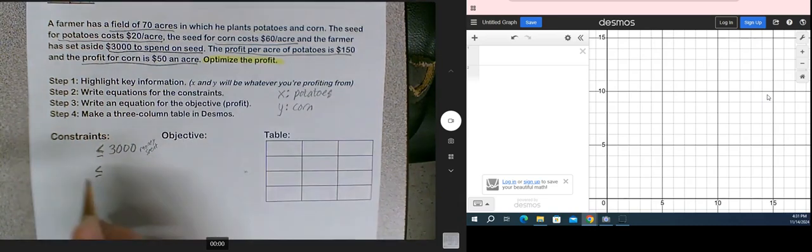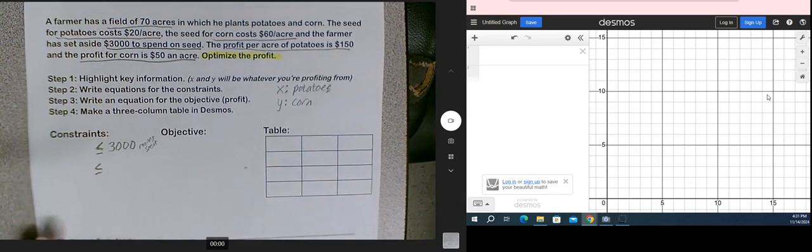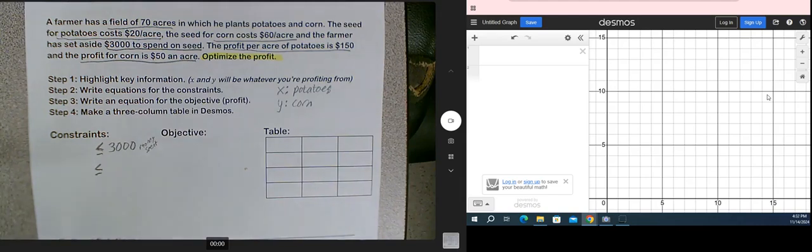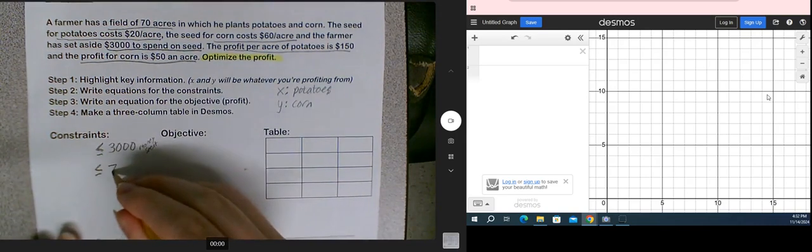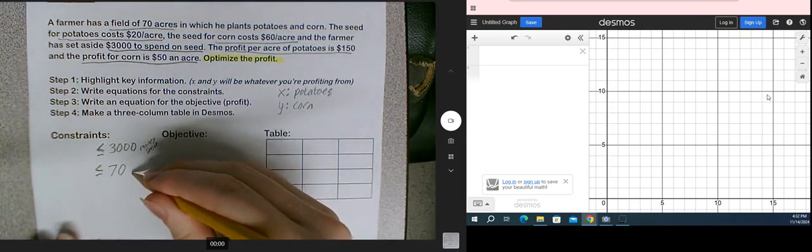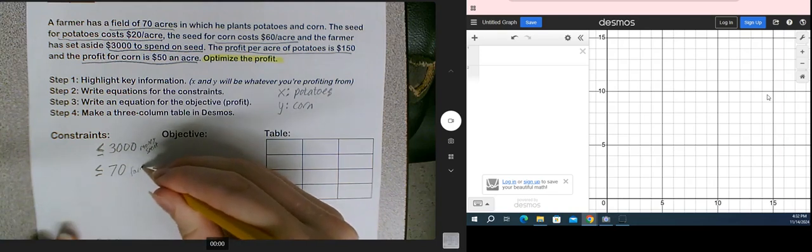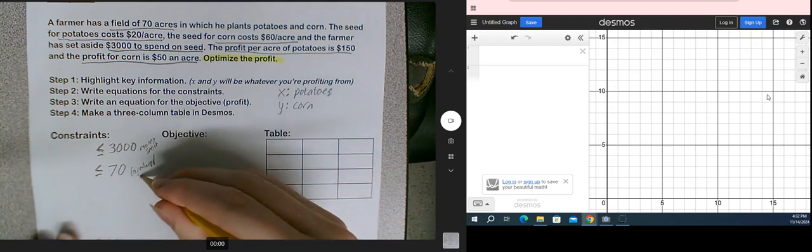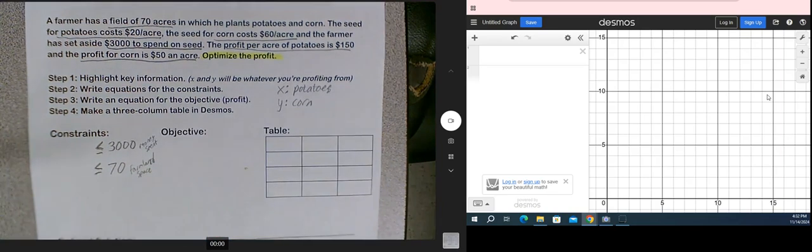So whatever we put over here, the amount of money that the farmer spends has to be less than or equal to $3,000 or else he goes over budget. The second constraint is space, which is 70 acres. So this is farmland, I guess we'll call it. Farmland, aka space, like the amount of space that he has on the field.